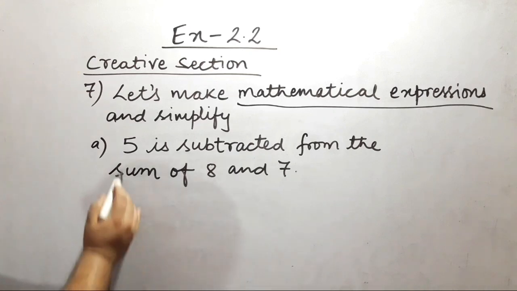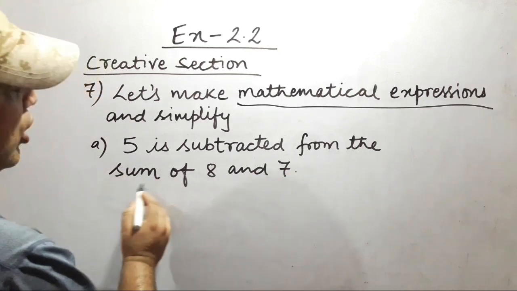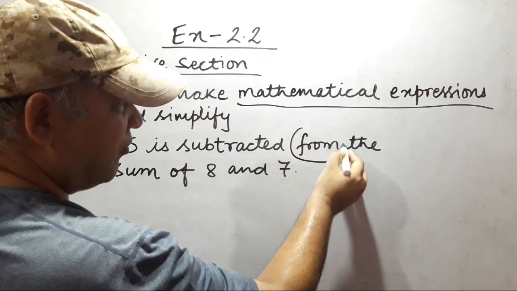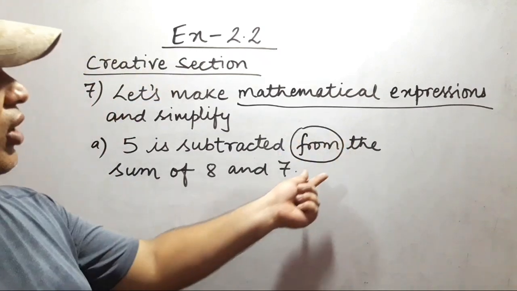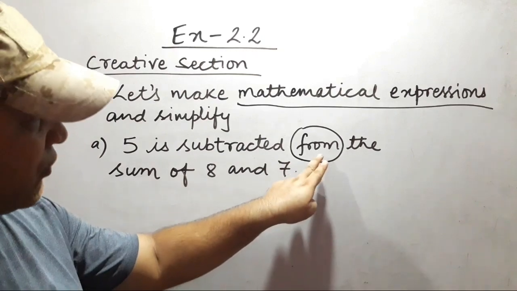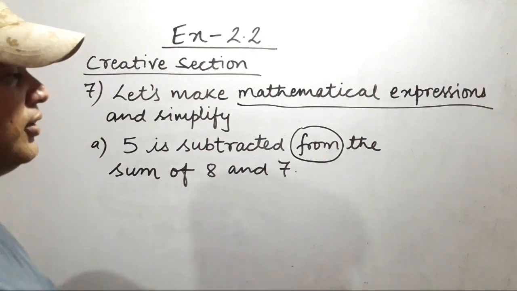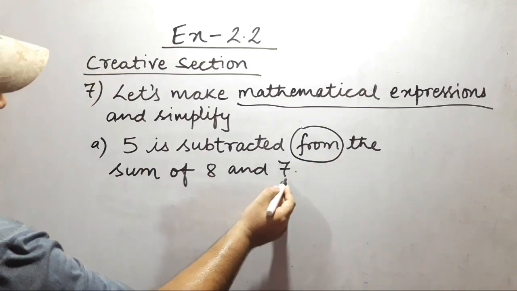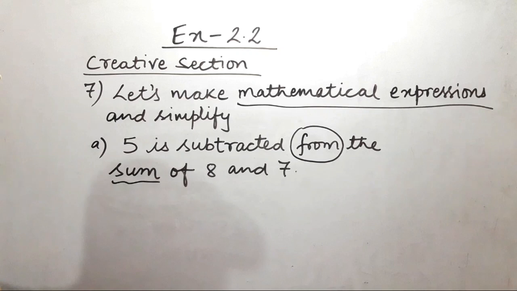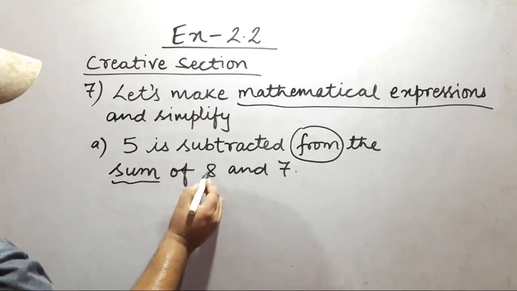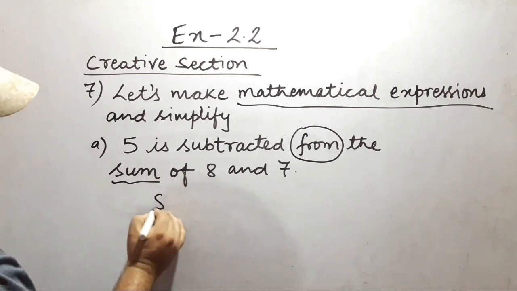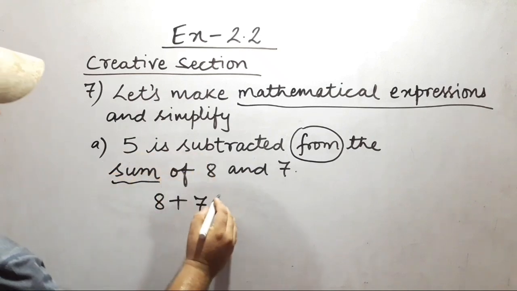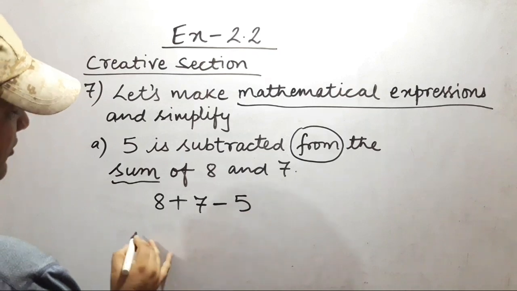Let's see. 5 is subtracted from the sum of 8 and 7. Here we are given the word from, and when we are given the word from, we should start from this position. So let's see, from the sum of 8 and 7. Sum denotes the plus sign, that is plus of 8 and 7. So 8 plus 7, 5 is subtracted, minus 5.